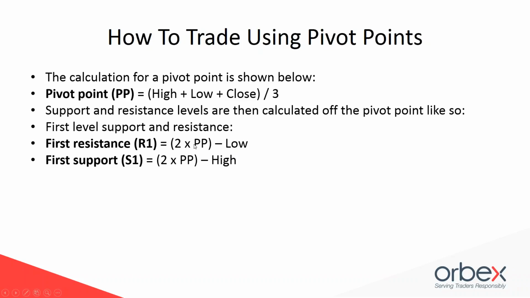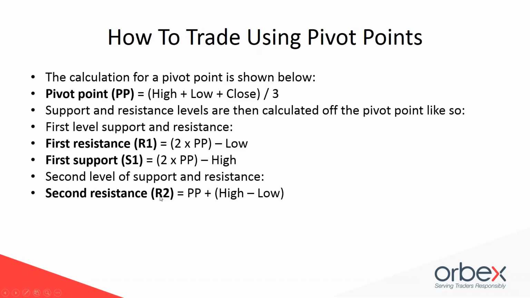At the beginning, we said the first resistance area is you double the pivot point and deduct the low. But the first support area is you double the pivot point and deduct the high. Is this clear? Okay. The second support and second resistance areas are calculated as shown here: the pivot point plus the high minus the low, plus the high minus the low.